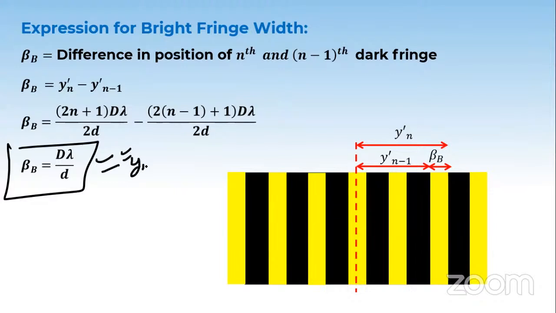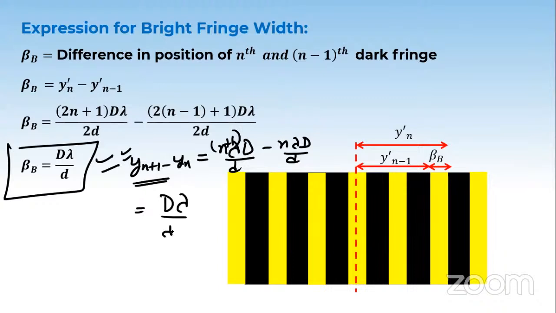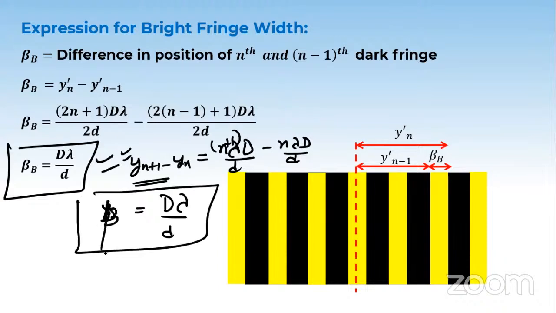It's like this: y(n+1) minus y(n). Suppose we're using the formula of the bright fringe, so it will be n lambda D by d. It's (n+1) minus n, lambda D by d. This will give you the answer as D lambda by d. This will give you the fringe width, beta.